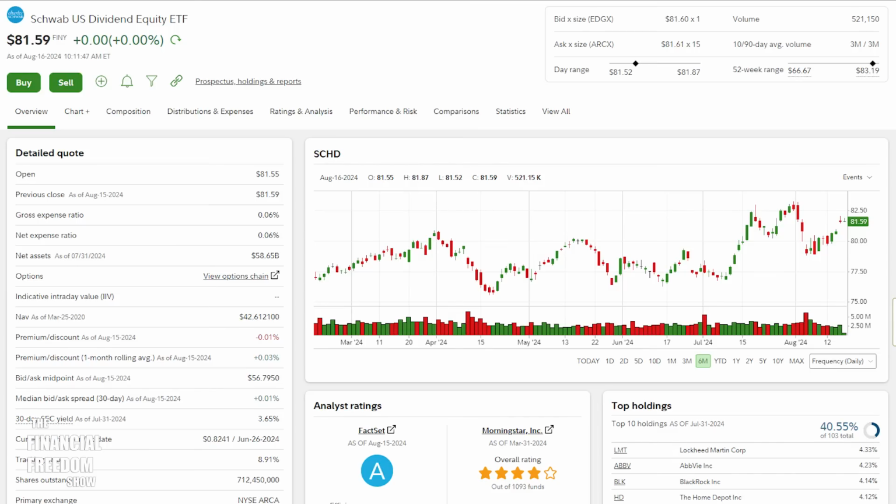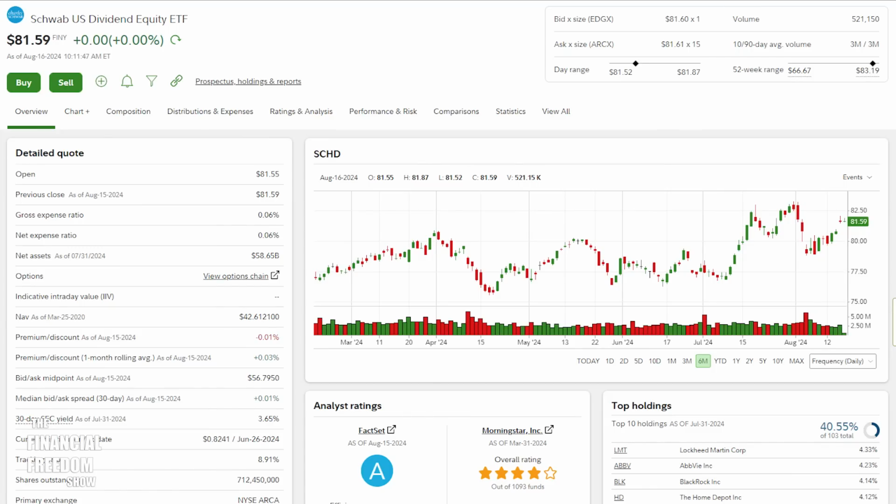So is SCHD the right investment for you? It really depends on your investment goals, risk tolerance, and time horizon. If you're looking for a cost-effective, diversified ETF that holds a strong dividend yield and the potential for dividend growth, SCHD is definitely worth considering.